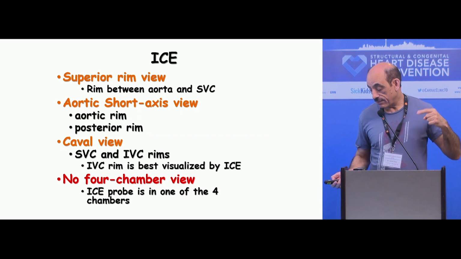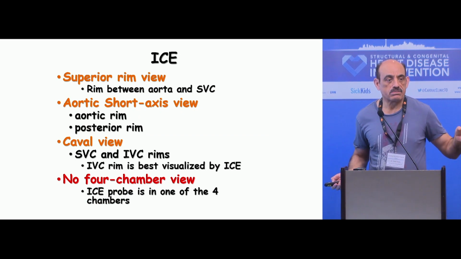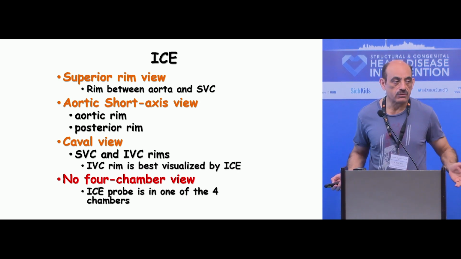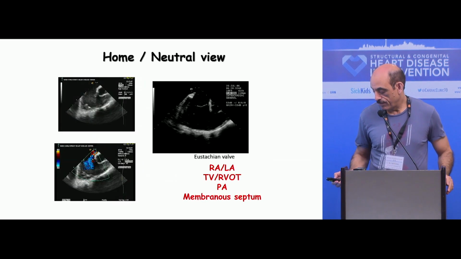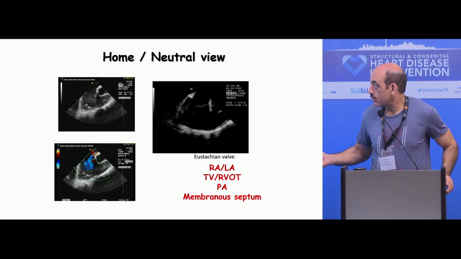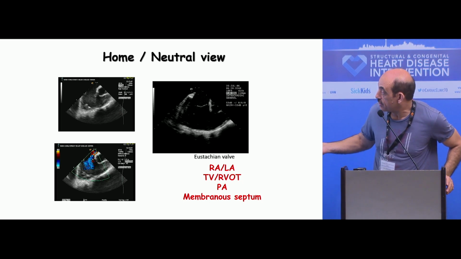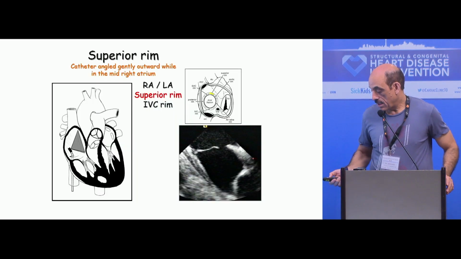So as I said day before yesterday as well, there is no real 4-chamber view. You are even on the 4 chambers. So you can have a 3-chamber view in these patients, okay? So here are the pictures. I don't know if this will run, but this is the home view. You can see a lot of things here. You can see the eustachian valve. You can see the right atrium, the left atrium, tricuspid valve, RV, RVOT, part of the aorta. ASD is supposed to be somewhere in this vicinity, okay?